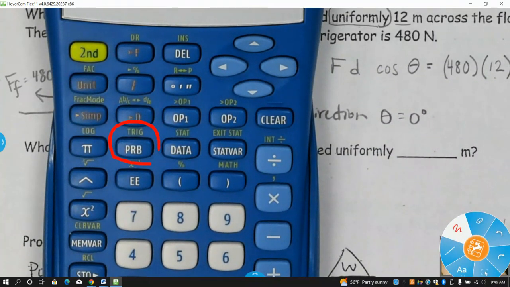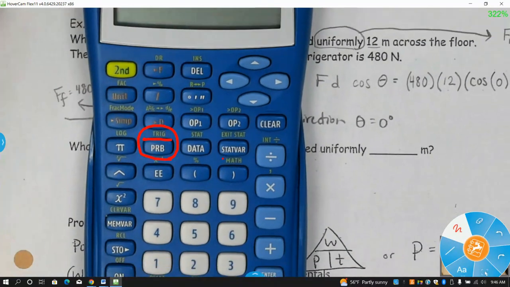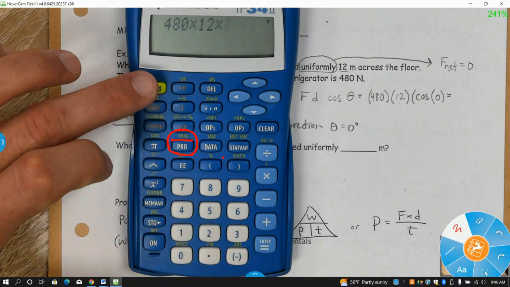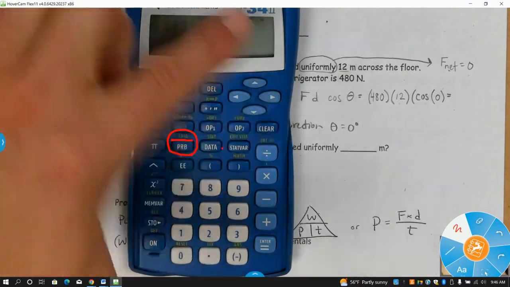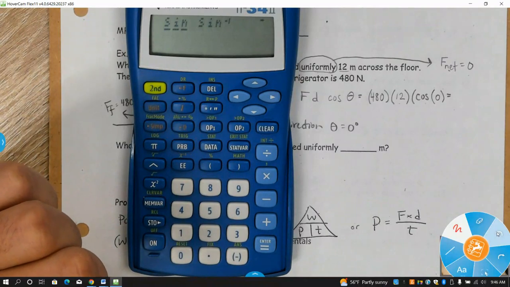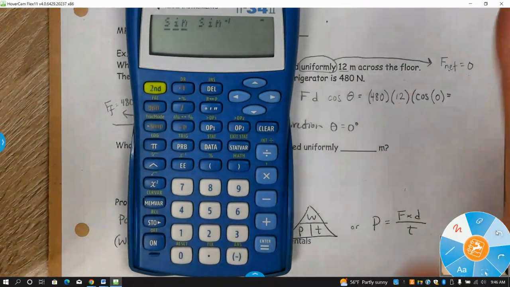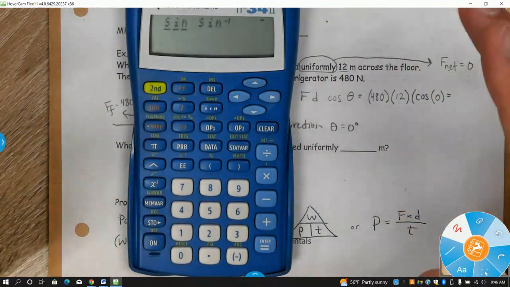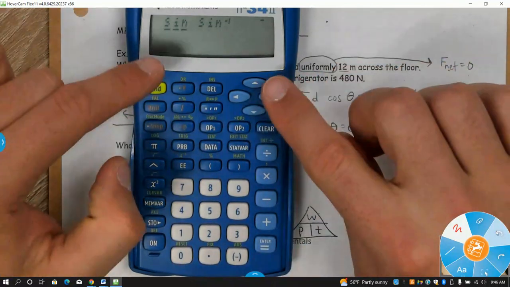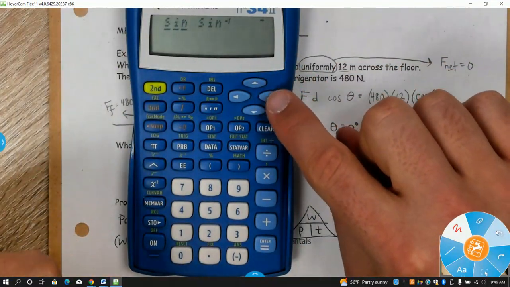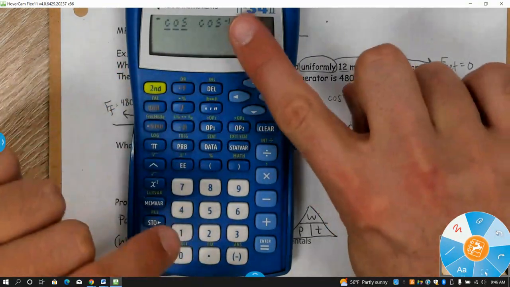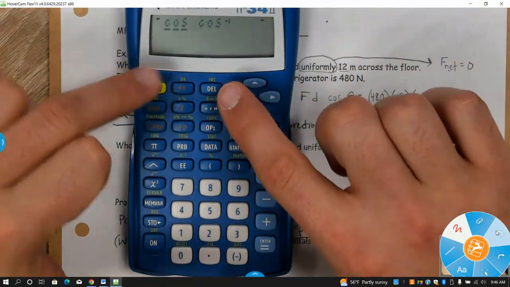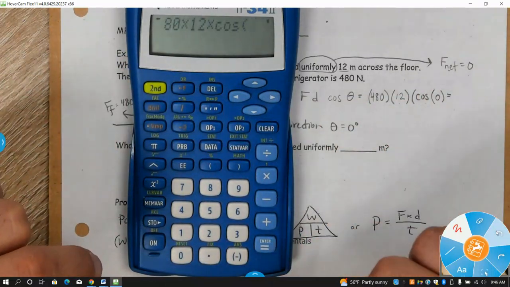Right there, in yellow behind it, it has trig. So what you need to do is hit second. That button will give you all your trig functions: sine, inverse sine, cosine, inverse cosine, tangent, inverse tangent. So we're going to hit the over arrow until you see cosine, not cosine -1, not the inverse one, just cosine. Click that.